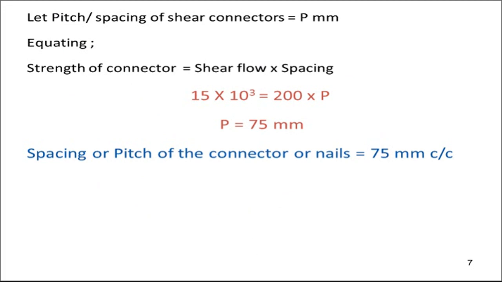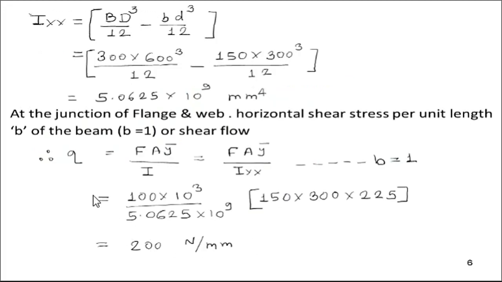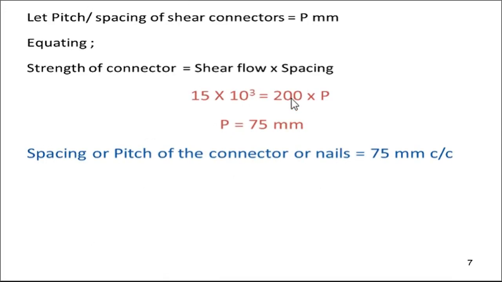Shear flow we have determined in the previous slide. This Q is the shear flow. We have determined 200 Newton per mm. You can directly put it into this formula: 200 times the spacing. We don't know the spacing, so capital P as it is. After you do the calculation, you can find this capital P. The value is coming to 75 mm. The value of capital P is 75 mm, which means the spacing or pitch of the connector or nails.